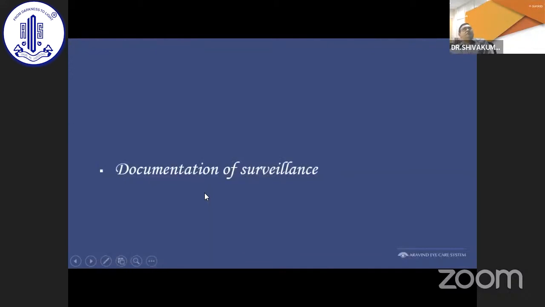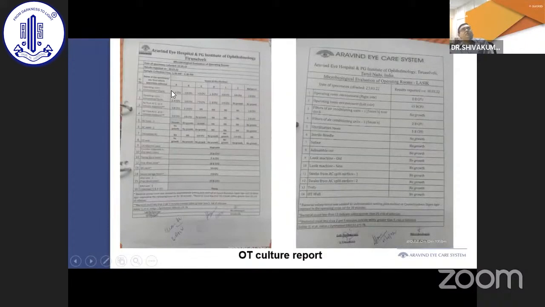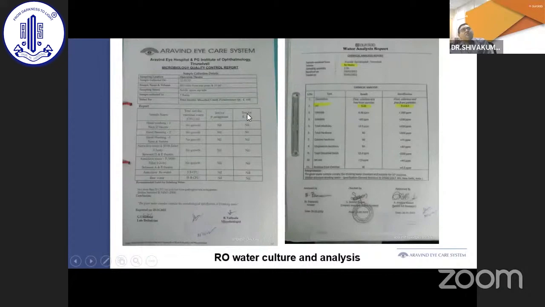Finally, the documentation of surveillance: we have the OT culture reports every month, and if there is any discrepancy, any deficiency, then it is highlighted, and comments are made by the infection control in charge on a real-time basis so that corrections can be done. This is the water culture report, which is taken once in 15 days, and this again is countersigned by the infection control in charge. And this is the RO water chemical analysis, which can be done at a lesser frequency, but we do it once a month.